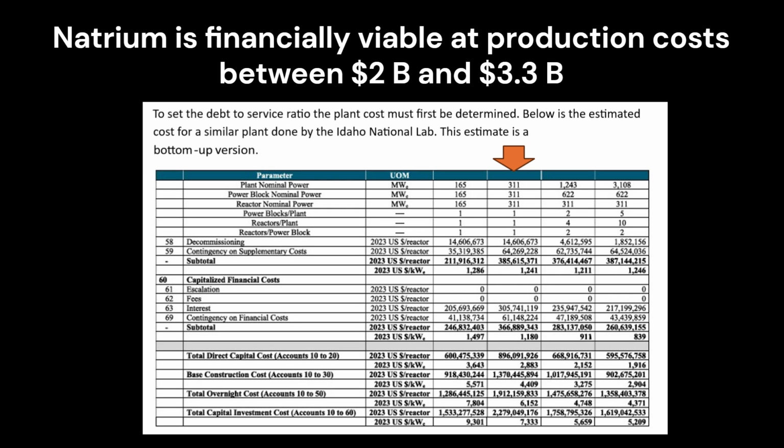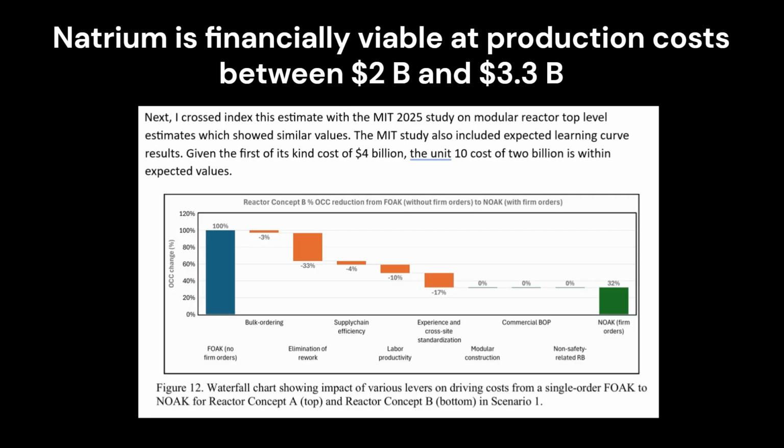To set the debt-to-service ratio, the plant cost must first be determined. Below is the estimated cost for a similar plant done by the Idaho National Lab. For the analysis purposes, the overnight cost of $2 billion is used as financial costs are calculated separately. Next, I cross-indexed this estimate with the MIT 2025 study on modular reactor top-level estimates, which showed similar values.